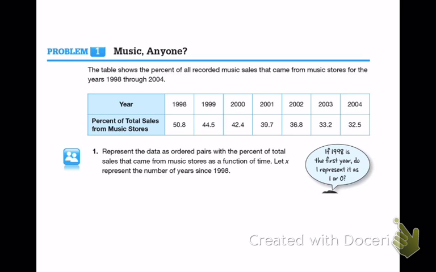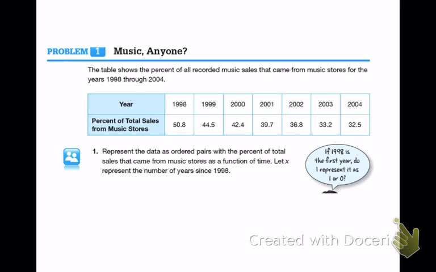So we have this table. It shows the percent of recorded music sales that came from music stores for the years 1998 through 2004. Notice that the music sales are going down every year, and that has to do with online downloading, so people are not buying CDs as much as they used to. Every year they're buying a lot less. So that's the first thing I want you to notice.